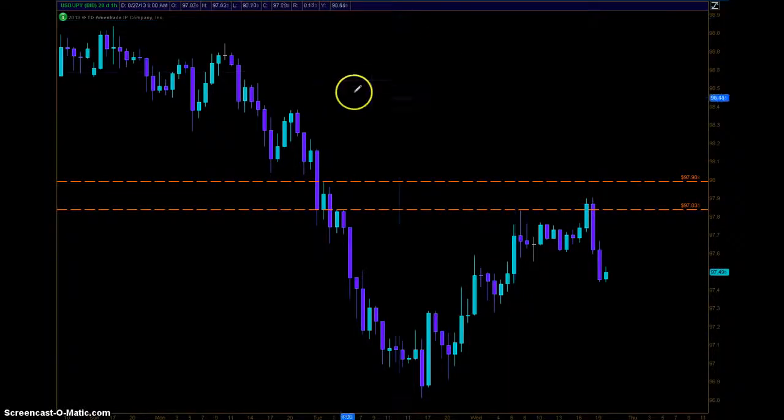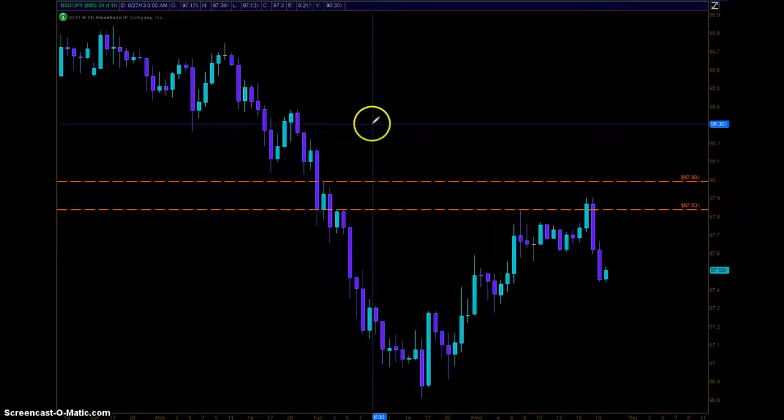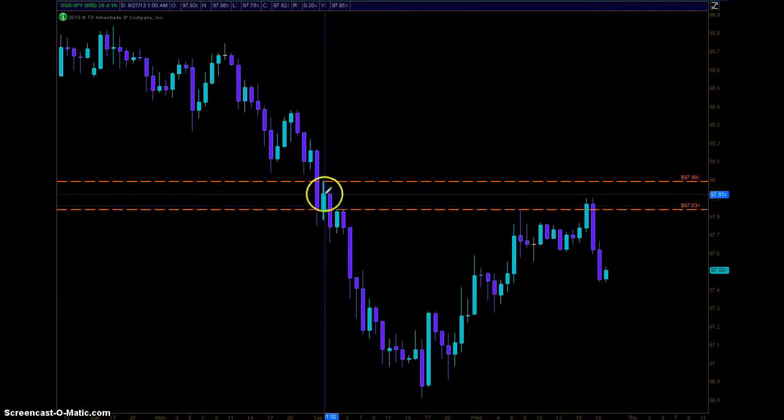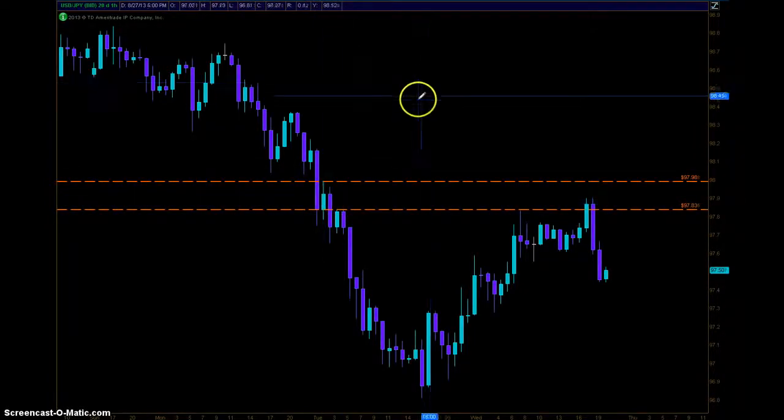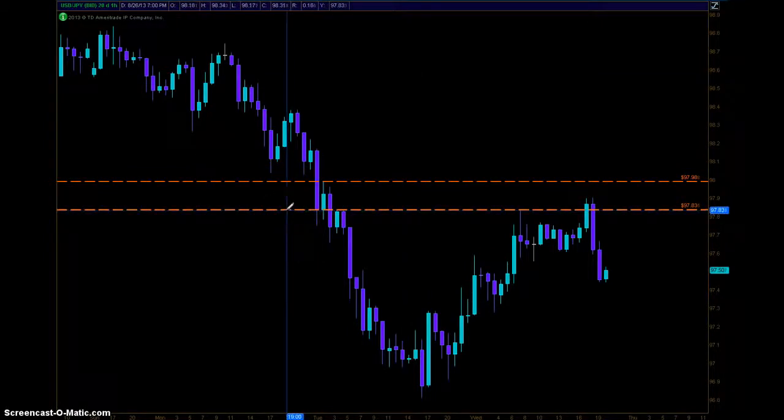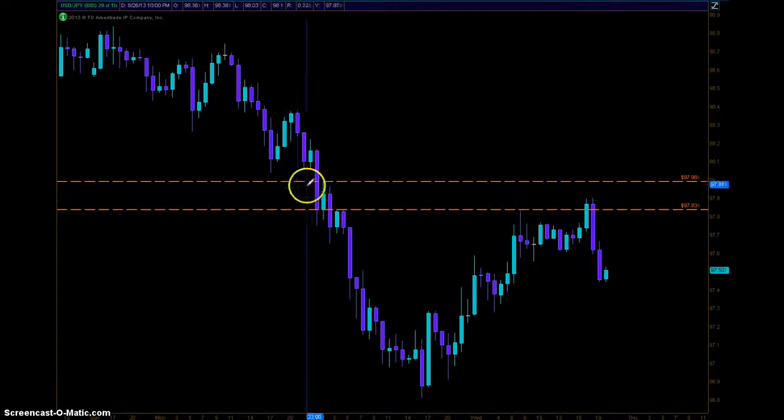Now, how do I know that? Okay, so what you're going to do is this. It's very simple. It's not rocket science here. So you're going to take the candle that was engulfed, okay, which in this case is right here. This is the blue one right here, not this purple one that engulfs it. You're going to take the candle that was engulfed. You're going to take the open of that candle, which in this case is 97.83. And that's where the supply level is going to start.